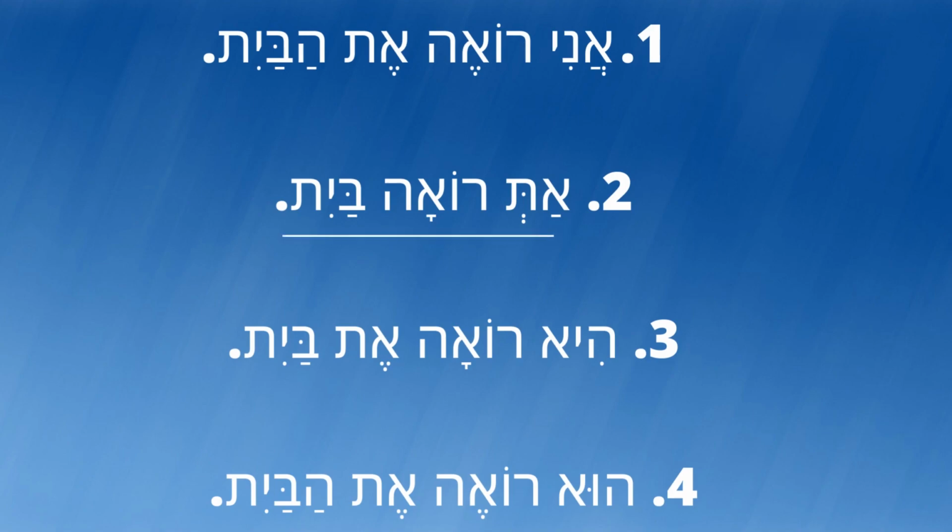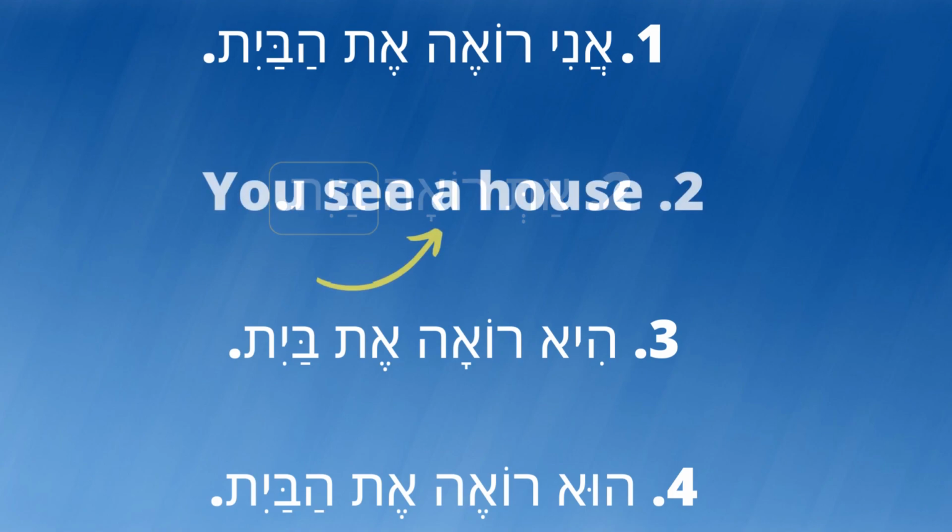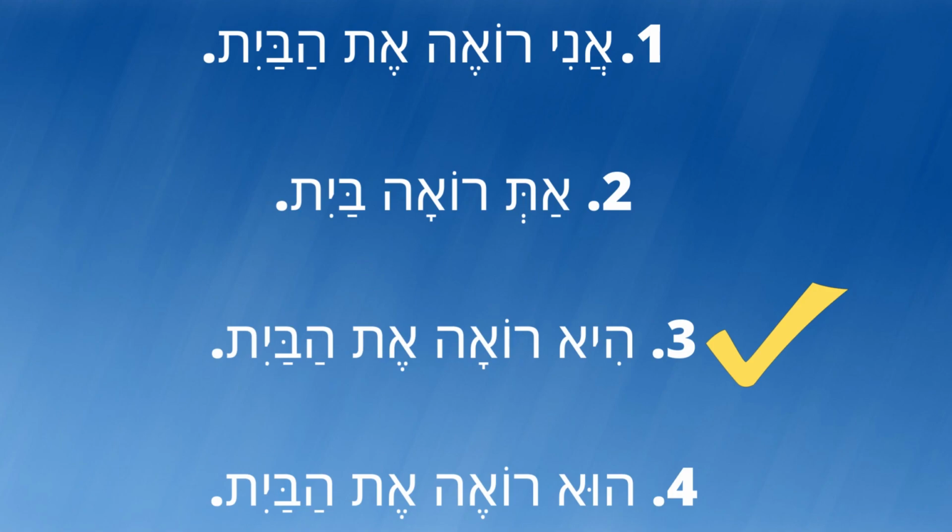In the second example, there is no need for the word et. Why is that? Because here, the word bait wasn't preceded by a hey, meaning it's an indirect object, meaning it's a house, not the house. Next is the third sentence. היא רואה את בית. The article et should always be followed by the ha article, unless the noun is a name, such as the name of a person, of a city, or a country. Therefore, to correct this sentence, add a ha to the word bait to make it ha'bait.